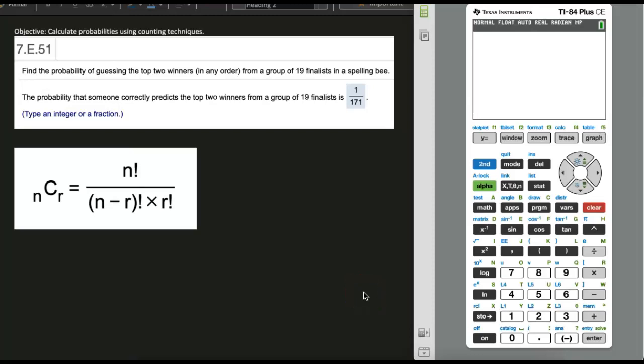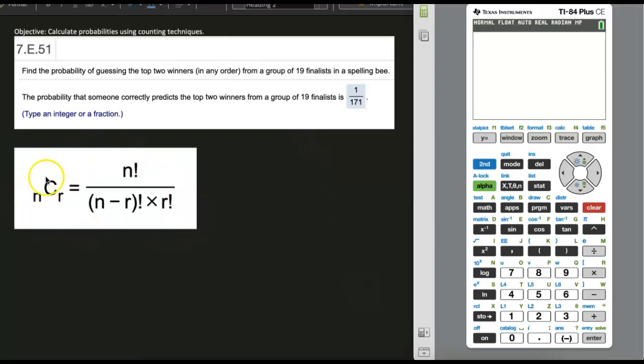This example asks us to find the probability of guessing the top 2 winners in any order from a group of 19 finalists in a spelling bee. Because we're told that the top 2 winners could be any order, that means that order doesn't matter. And so that tells us that we want to use a combination.